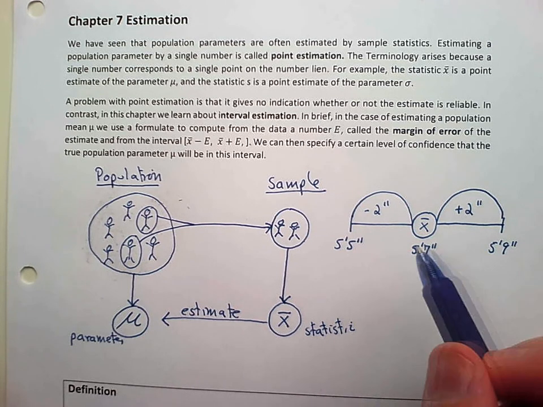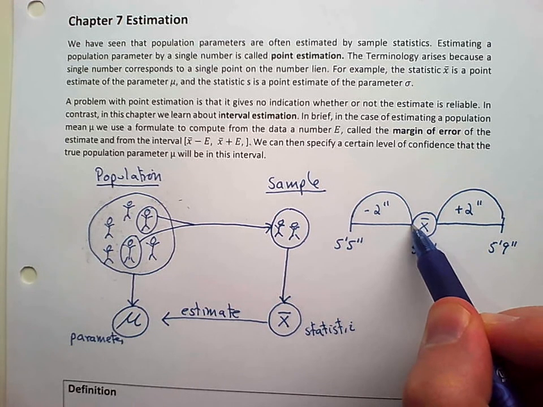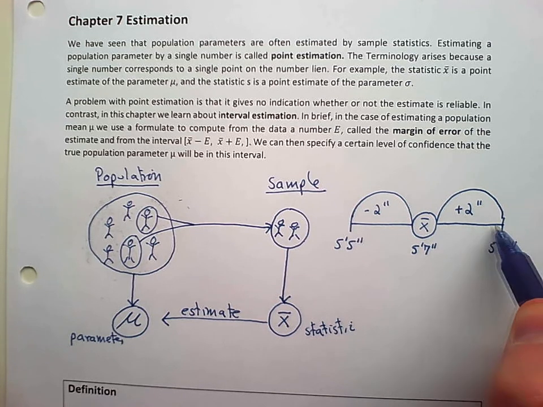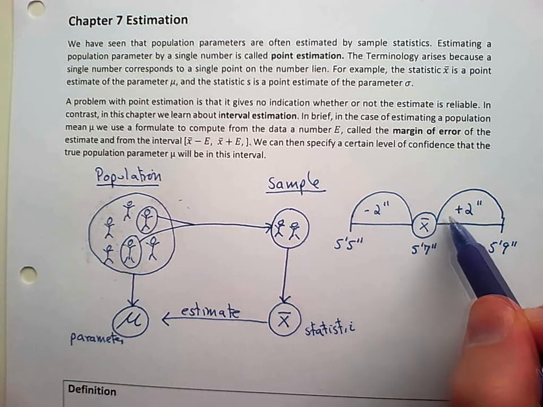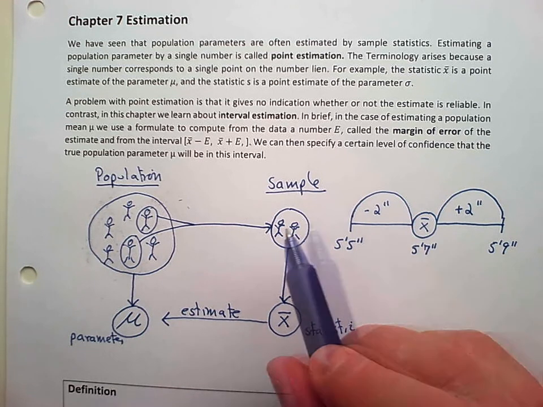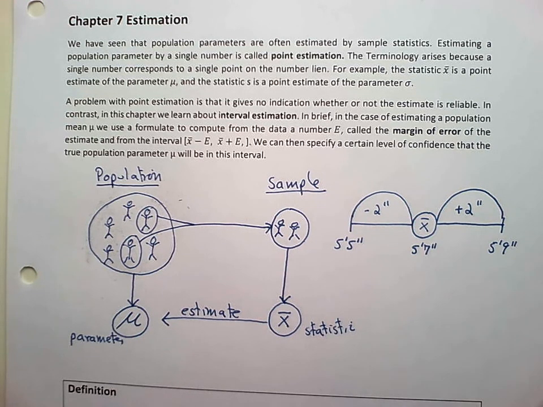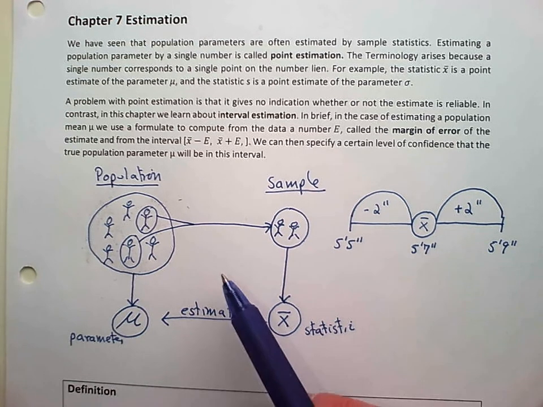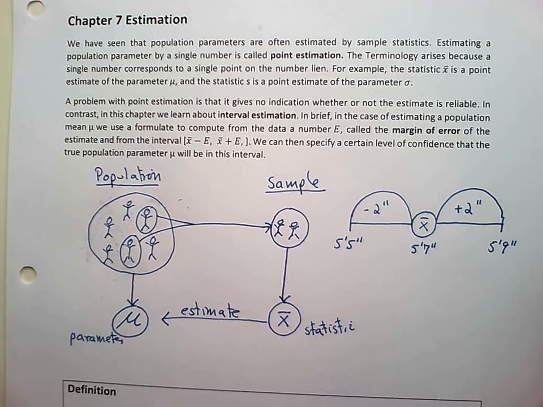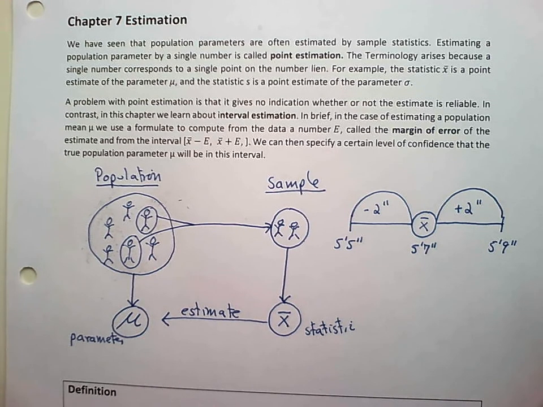First is this. How did I determine to subtract 2 inches and to add 2 inches? Why didn't I subtract a half of an inch and add half of an inch? Or why didn't I subtract a foot and add a foot, right? If you're trying to say, hey, I'm trying to be really confident about my estimate, you could say, hey, I think the average height is 5'7", but I'm pretty sure it's somewhere between 2 feet and 10 feet, right? To which you would say, well, no, duh, the average height is somewhere between 2 feet and 10 feet.